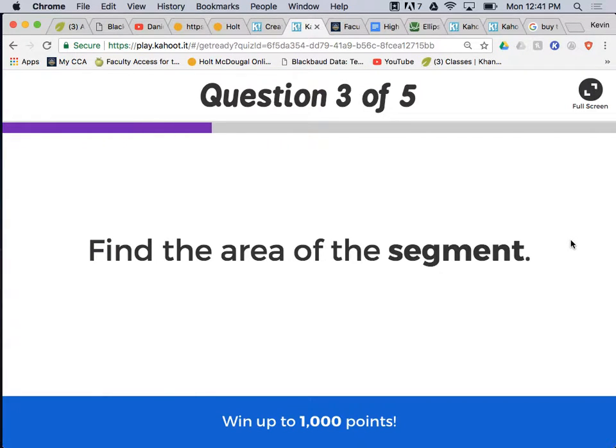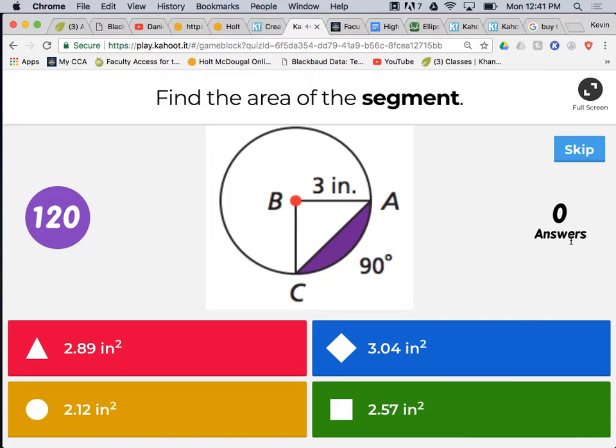All right, your turn. Find the area of the segment. You have to start with the area of the sector, then find the area of the triangle, and then subtract them. So 90 is the angle. The radius is 3. So pi times 3 squared times 90 divided by 360.